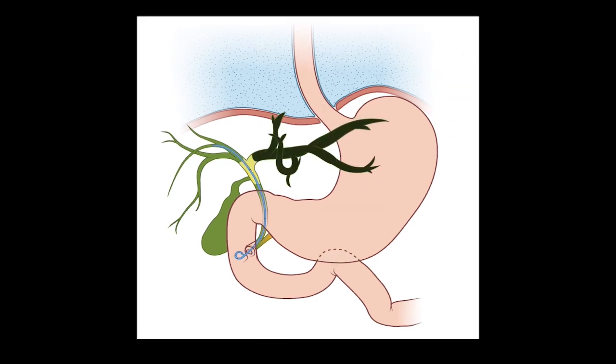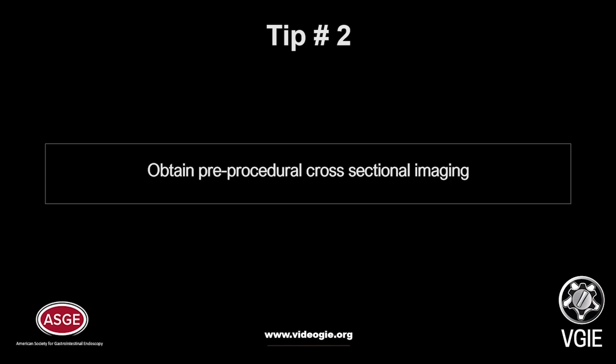In addition, EUS-HGS may be used as a method for supplementary biliary drainage in patients with complex biliary strictures such as Bismuth type 2, type 3, and type 4, where the left intrahepatic bile ducts cannot be accessed using traditional ERCP. Obtain pre-procedural cross-sectional imaging.